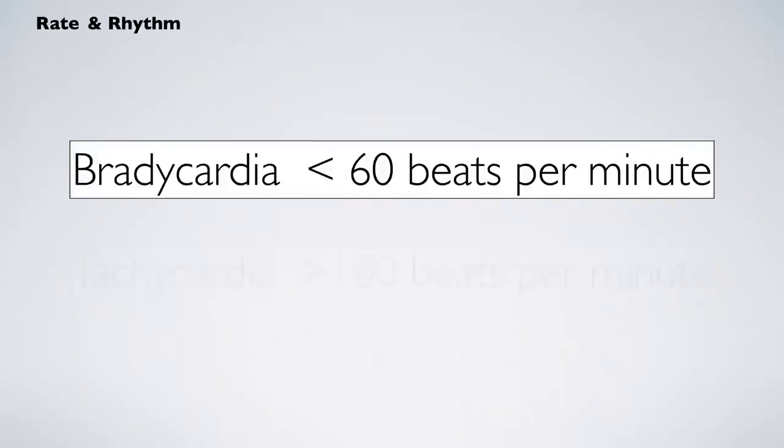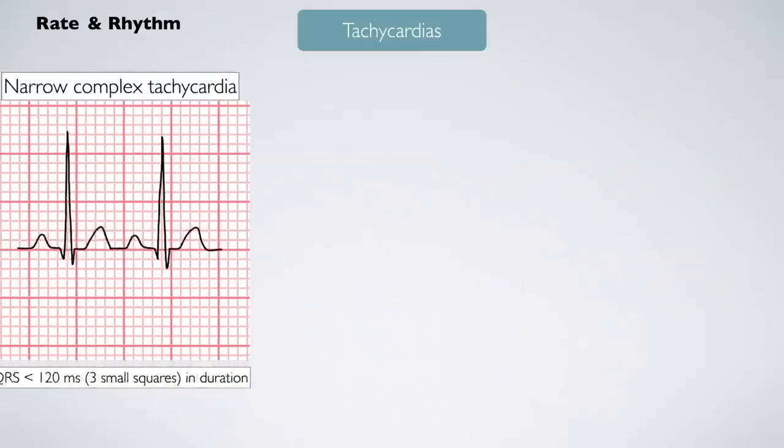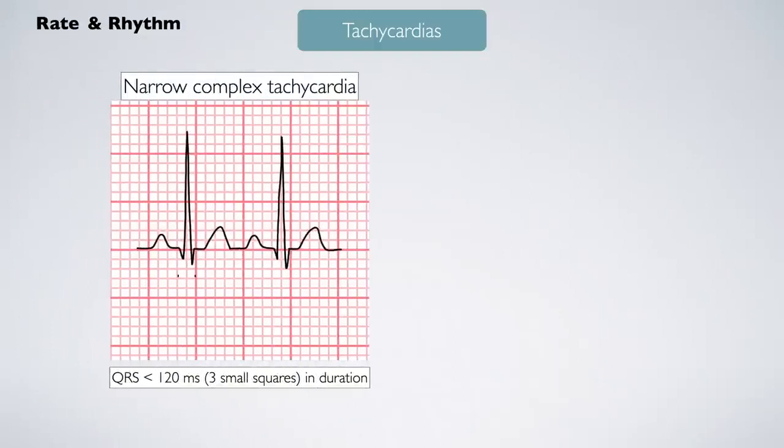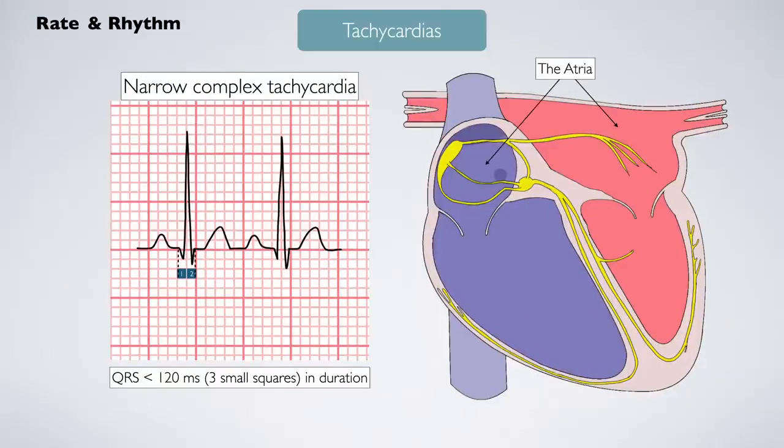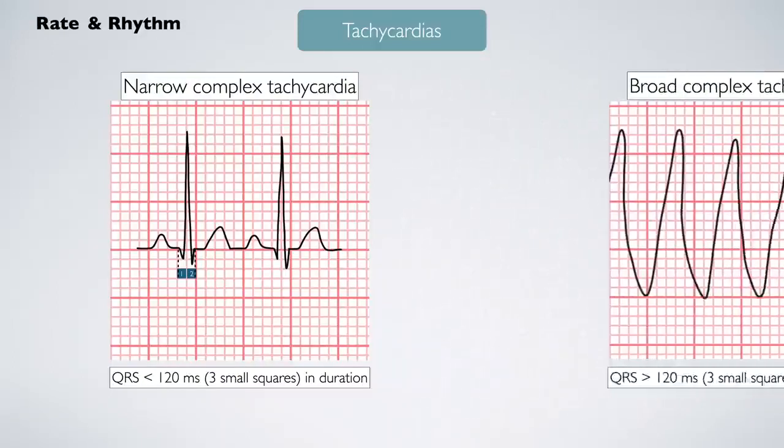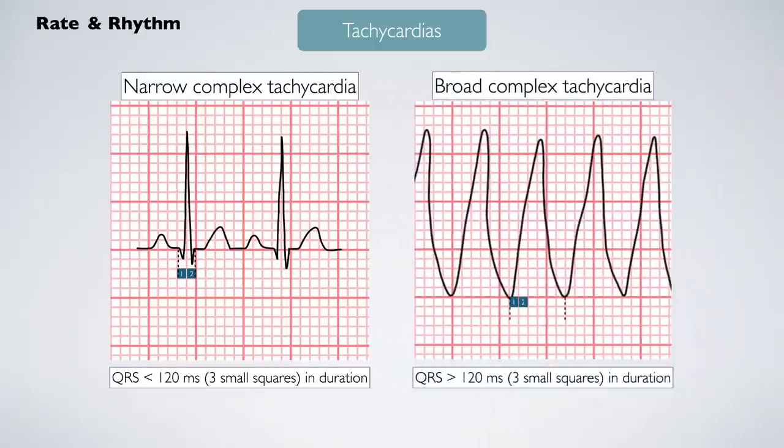Let's take a look at the tachycardias. Tachycardias are classified by the shape and duration of the QRS complex. Narrow complex tachycardias have a QRS complex less than 3 small squares in duration. These tachycardias typically originate from the atria. Broad complex tachycardias originate from the ventricles. The complexes here have a longer duration of greater than 3 small squares.